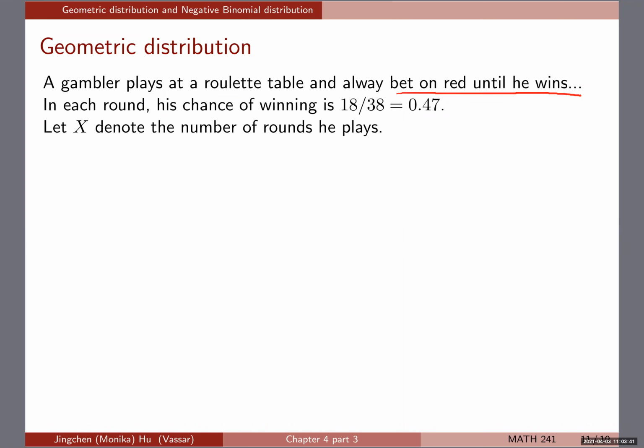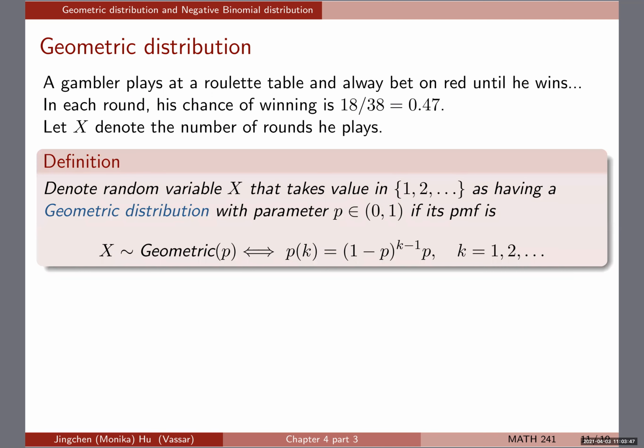With this in mind, let's look at the definition of a geometric distribution, because X in this particular example can be described using a geometric distribution. We denote the random variable that takes integer values, but it has to start from 1, because the number of rounds someone plays in this game cannot be 0, just like Poisson. But here, we're always taking integers, and it can also go up to infinity.